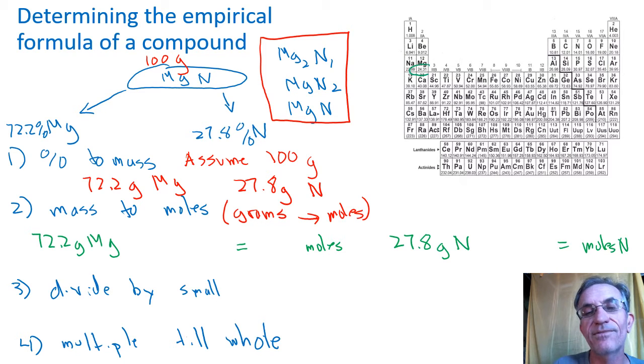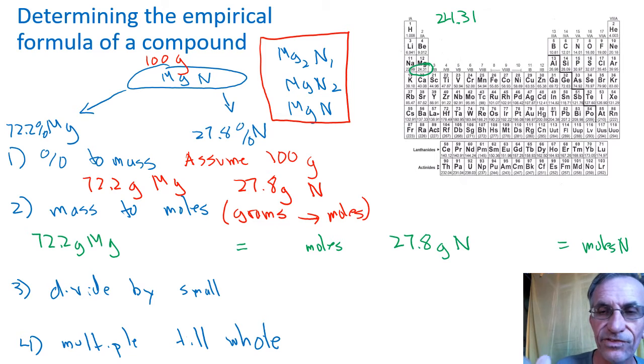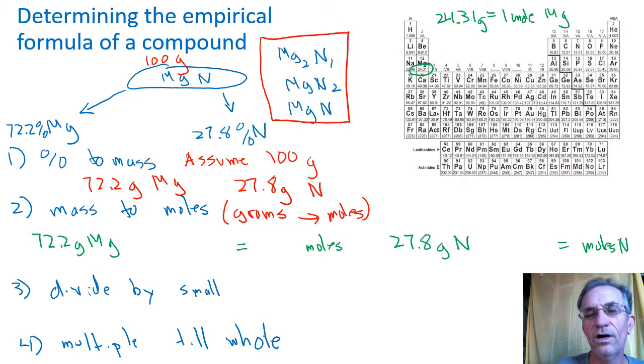So for magnesium right there, it says 24.31. And remember, that was a conversion factor. 24.31 grams equals a mole. So that's for magnesium. 24.31 grams makes a mole. I'm using that number on the periodic table. Whatever number you see, that's the number of grams. And then the other side will always be equals a mole.